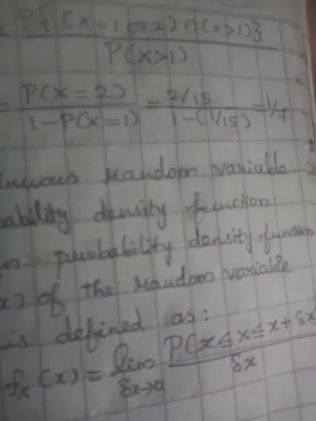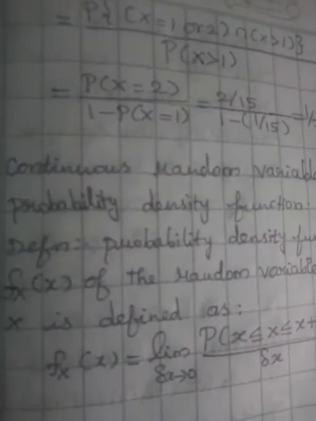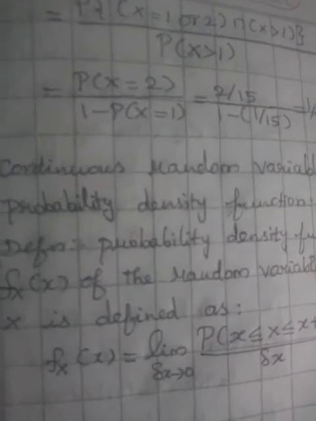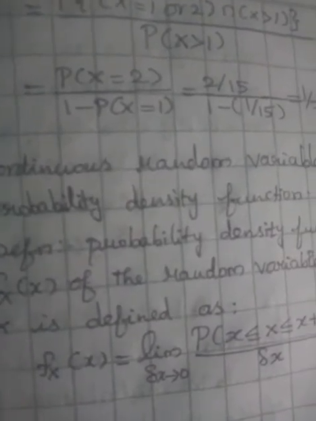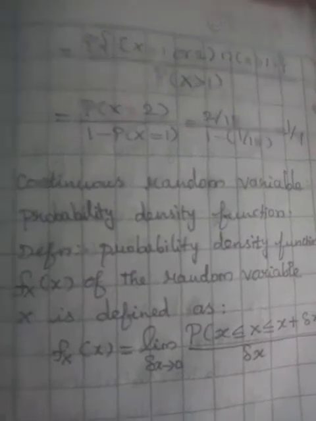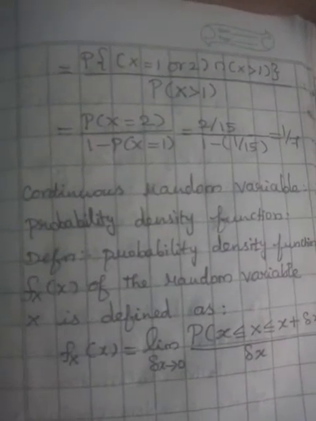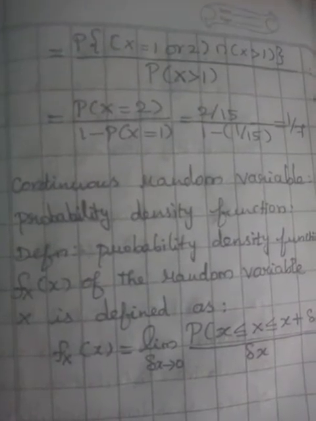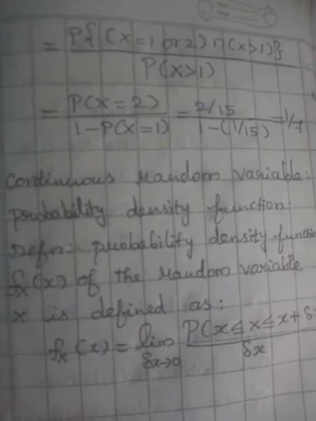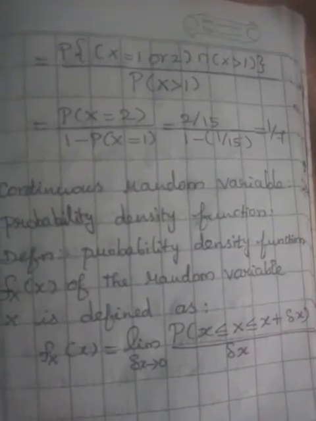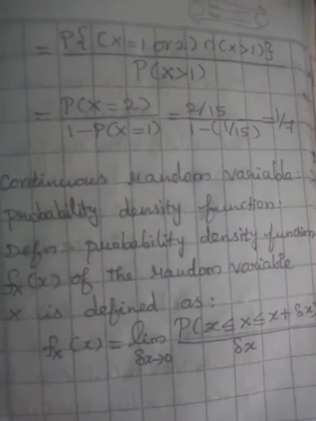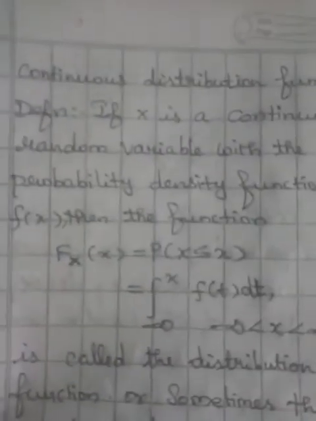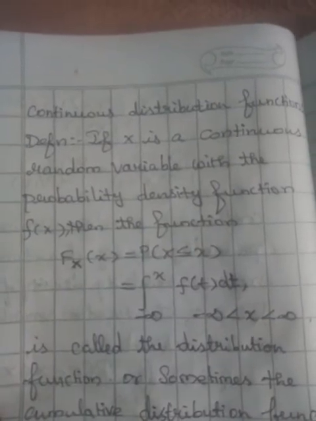Next one, continuous random variable topic. First definition, probability density function. Definition: the probability density function f of x of the random variable capital X is defined as f of x equal to limit delta x tends to 0 of P of x is less than or equal to capital X less than or equal to x plus delta x divided by delta x. Next definition, continuous distribution functions.